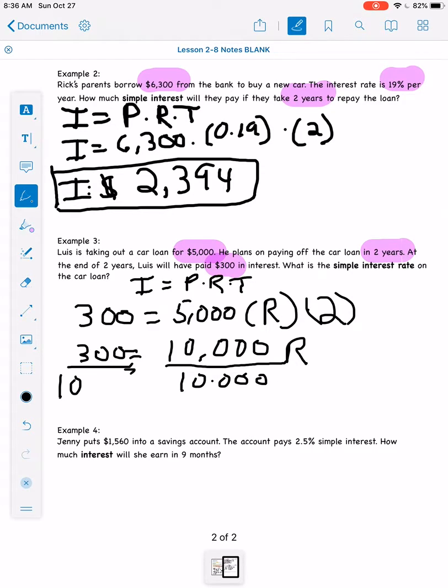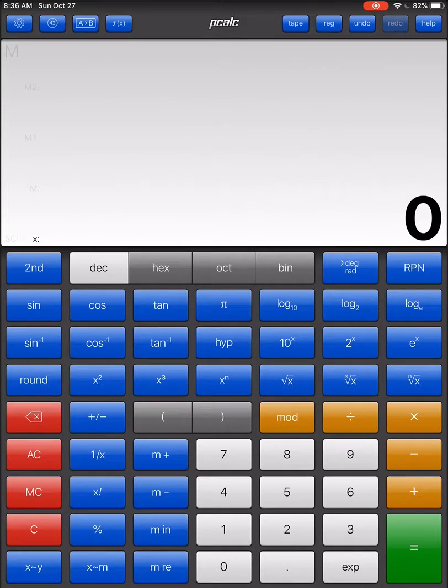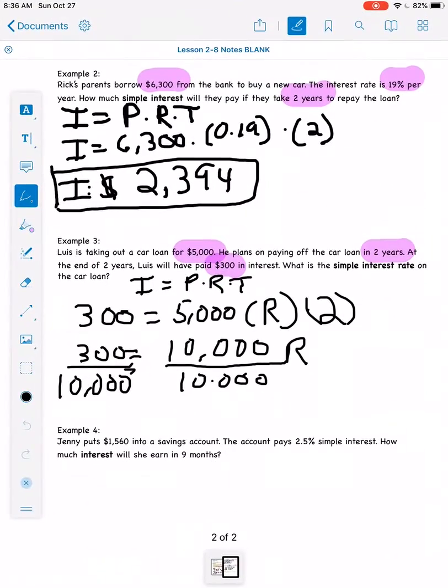So I'm going to divide this side by 10,000 and this side by 10,000 using my handy dandy calculator, right? So I have my 300, which was the top part of my fraction there, and I'm going to divide that by my 10,000. And this is the information that I get, right? I get 0.03 as my rate. But what does that mean when we're talking about percentages? Okay, so I need to take my rate and move my decimal point 2 places to the right to calculate that it is 3% interest.